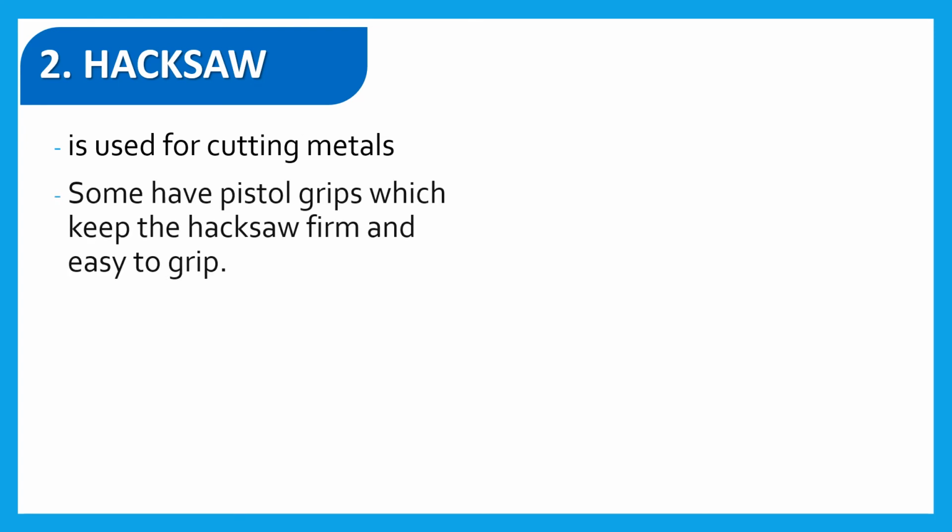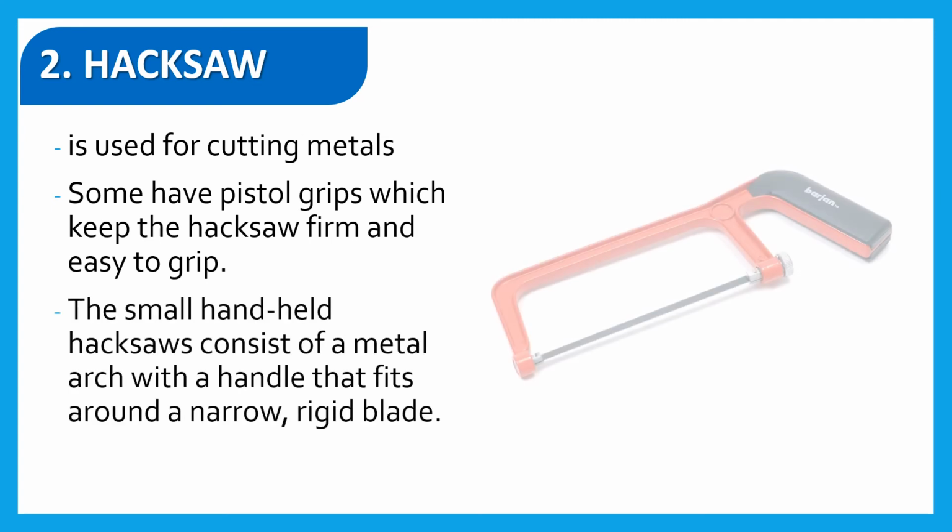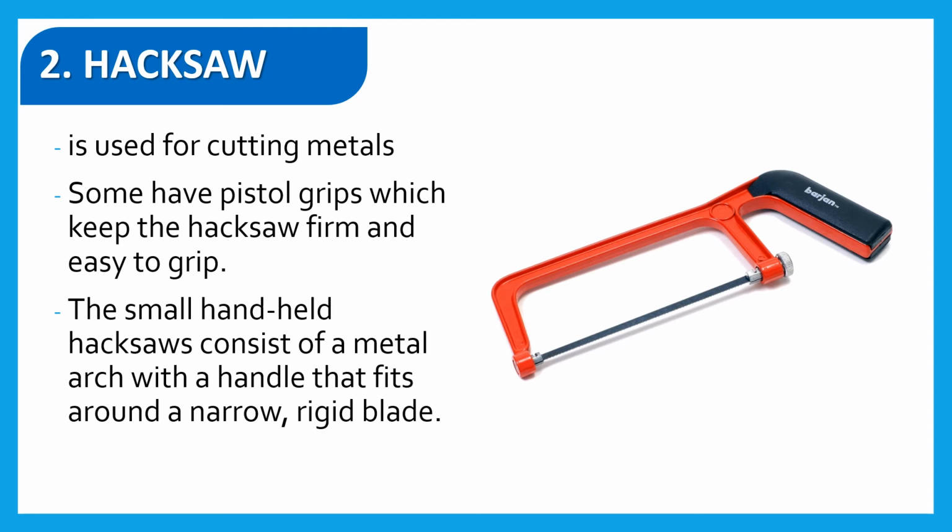Number 2, hacksaw. It is used for cutting metals. Some have pistol grips which keep the hacksaw firm and easy to grip. The small handheld hacksaws consist of a metal arc with a handle that fits around a narrow, rigid blade.